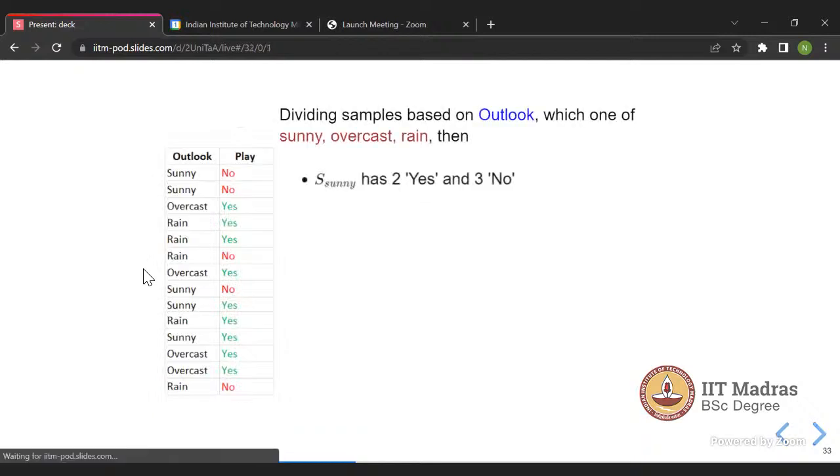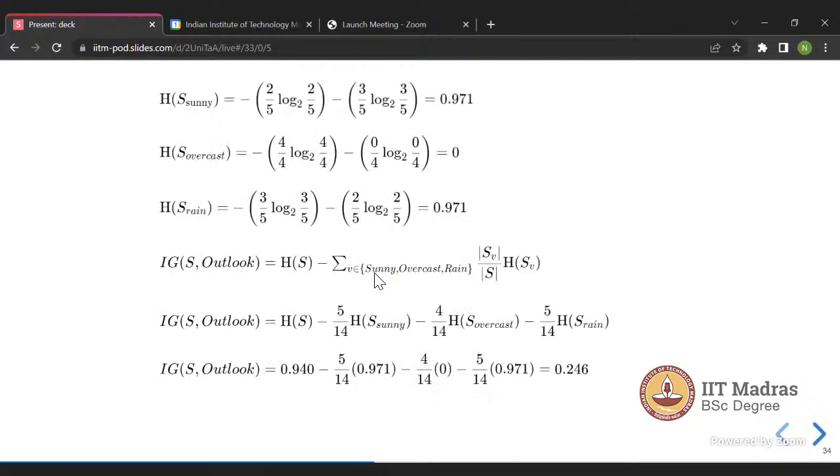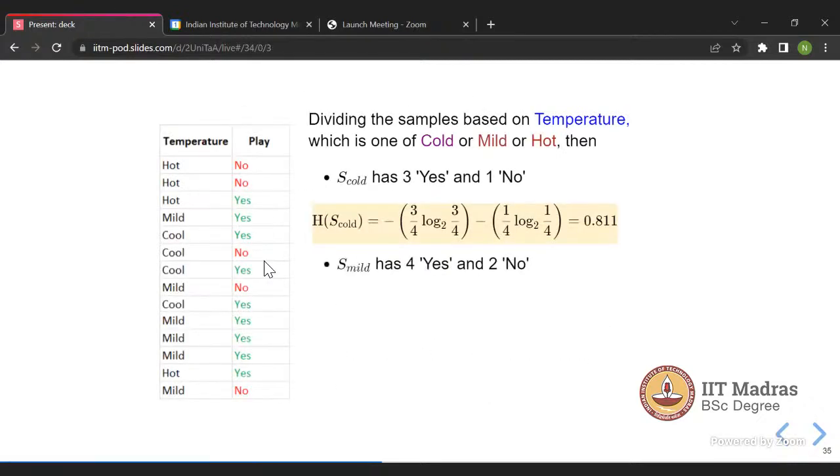Now let's check for the other attributes as well. In the same way, we will find the information gain for all the remaining 3 features.